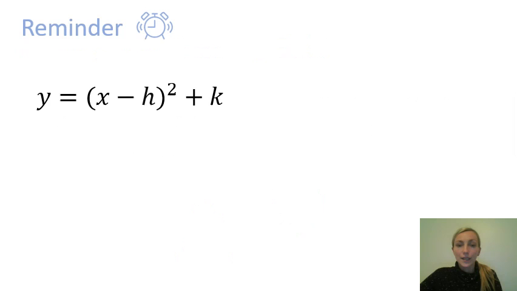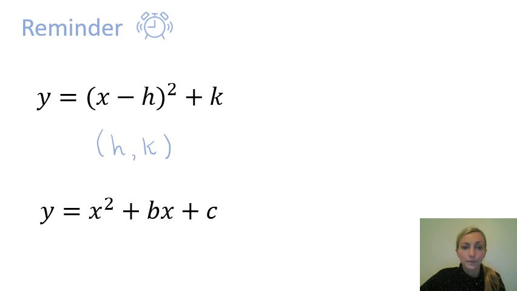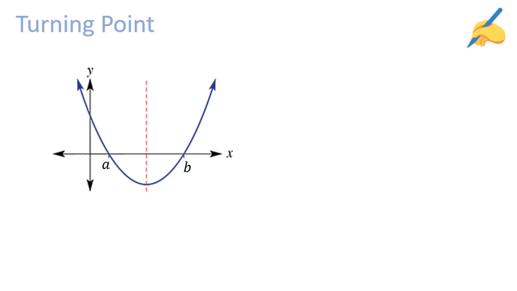Just a reminder, you already know how to find the turning point when the equation is in this form. The turning point is (h, k). Today though, I'll show you how to find the turning point when the equation is in this form. If we know our two x-intercepts, we can find the turning point.